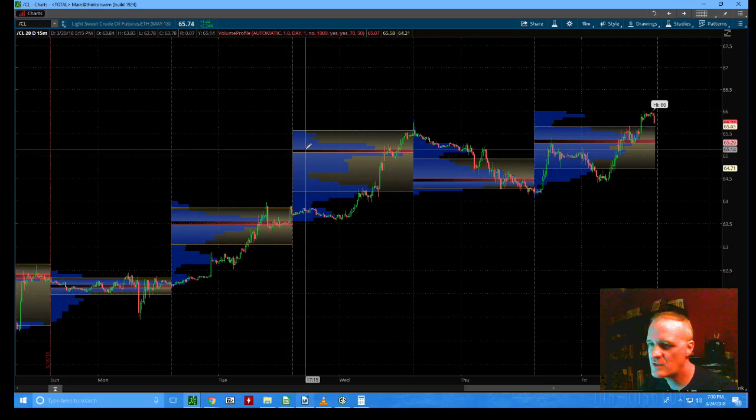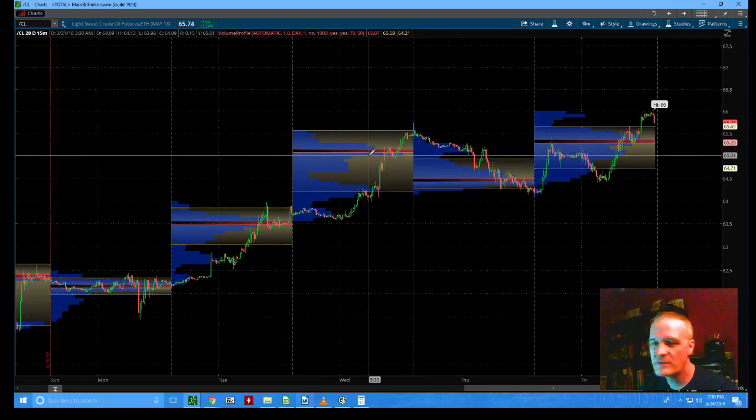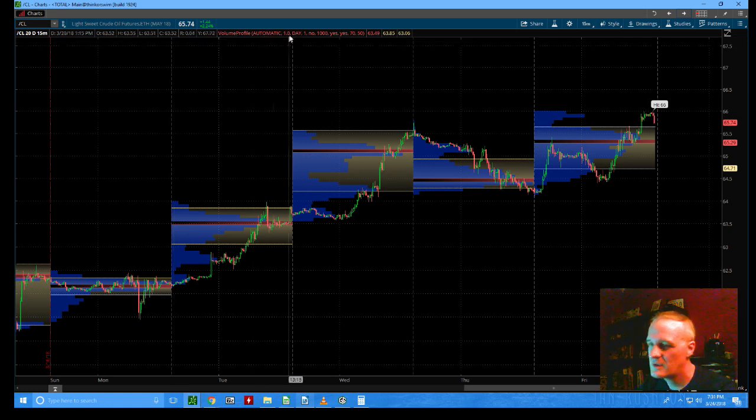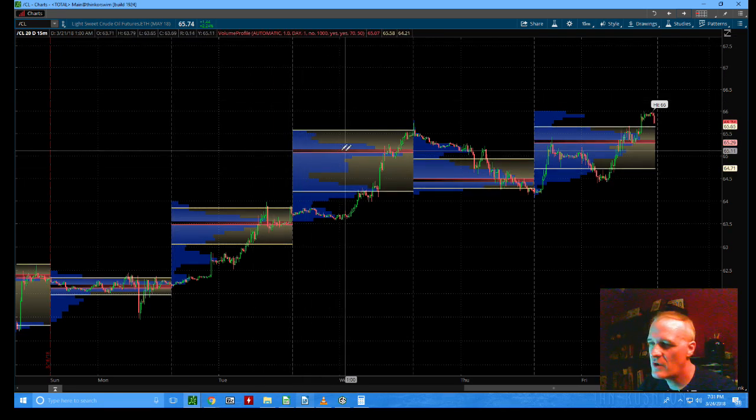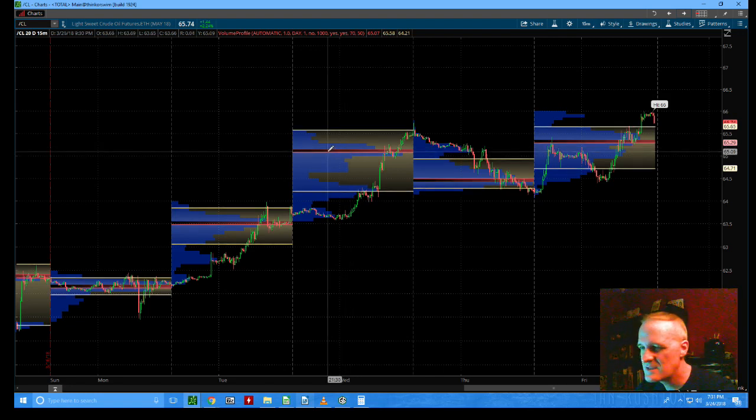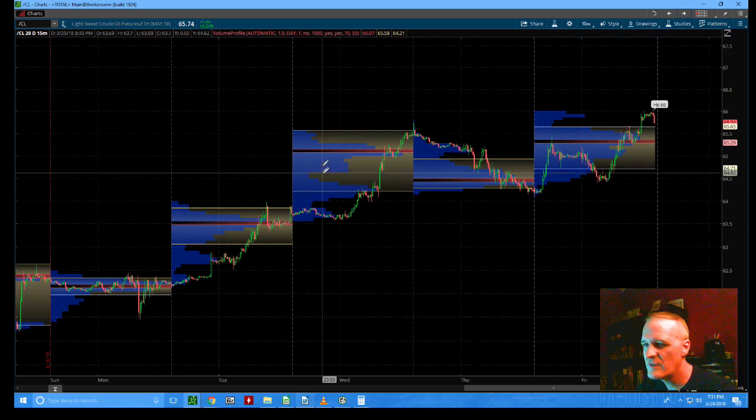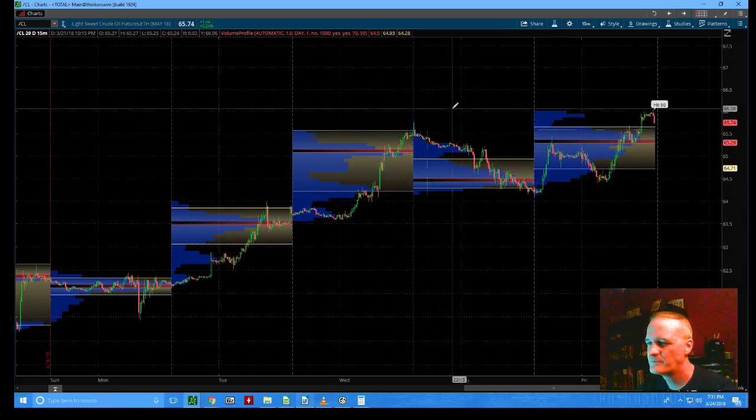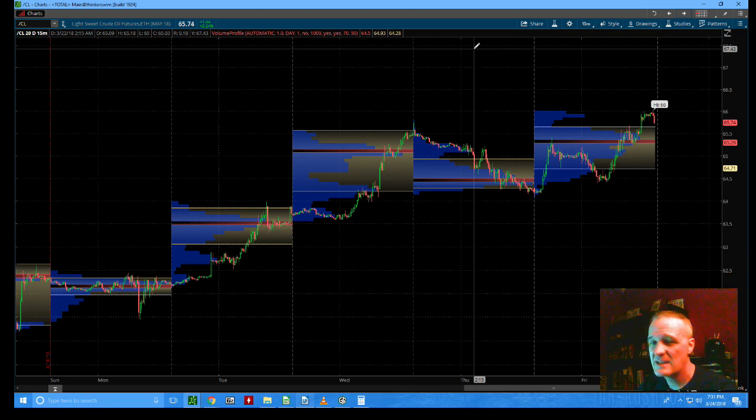Now you see this red bar here. This is the point of control. Okay, point of control is the area where most of the volume has traded. So this is the single largest bar of all of these volume bars plotted here on this graph. Okay, that's the basics of volume profile.